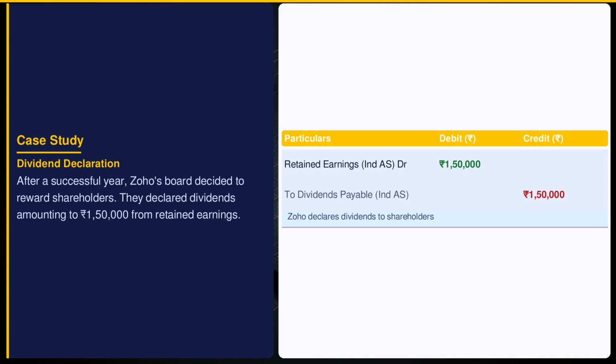Declaring dividends reflects Zoho's commitment to sharing profits with its shareholders, reinforcing investor trust. The debit to retained earnings indicates the distribution of past profits. By crediting dividends payable, Zoho records the liability to pay shareholders. This decision balances rewarding investors while maintaining sufficient reinvestment capital for future growth, highlighting sound financial management.